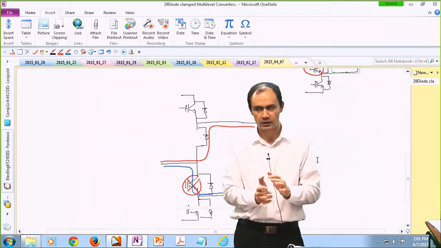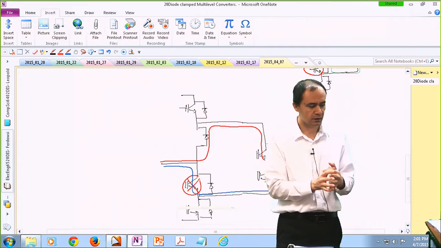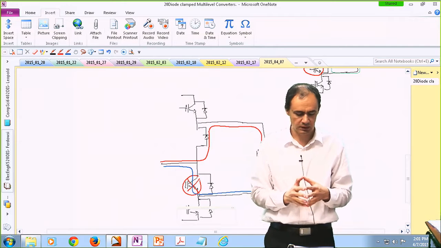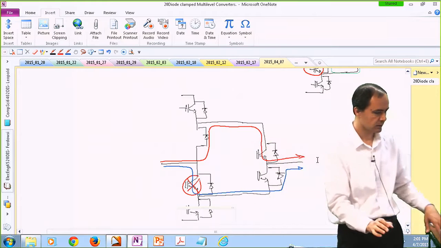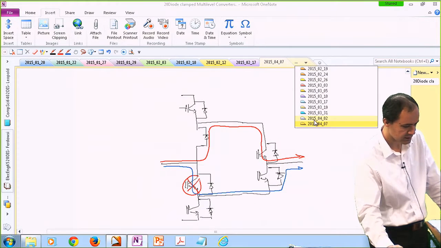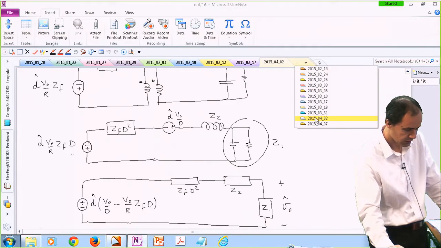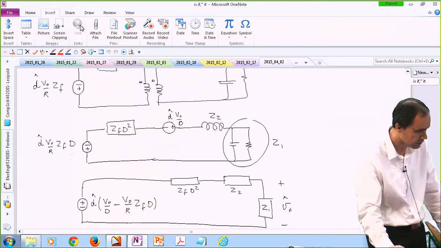Okay. Other questions? Okay. So the topic that we started covering last time was multi-level power electronic converters. So a classic single pole double throw switch can give us only 2 levels, basically.